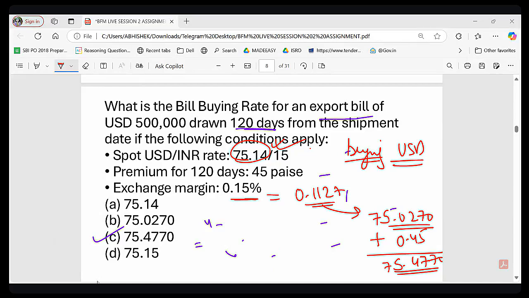Is it clear now, this particular question? How to identify each and every aspect of this question?